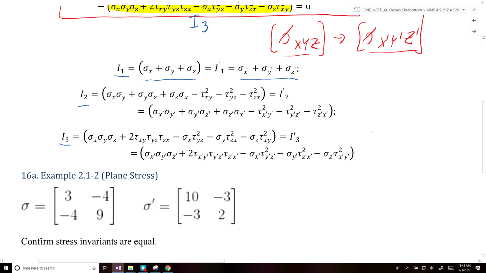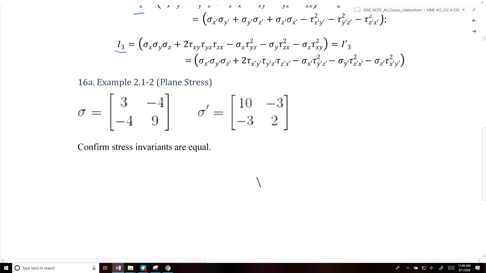Also, when you're finding the principal stresses, after you solve it, the stress invariants calculated from your principal stresses should be equivalent to I1, I2, and I3. In this example problem, we have one state of stress that was transformed from the xyz state of stress to the x prime, y prime, z prime coordinate system, and we want to confirm that the stress invariants in the original state of stress and the final state of stress are equivalent.